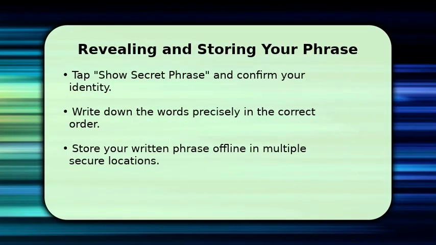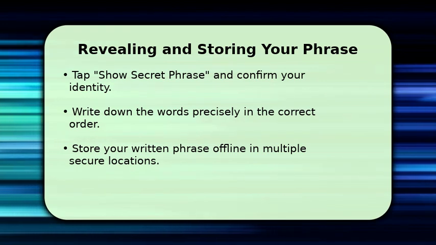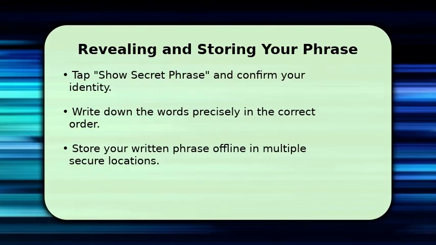On the Wallet Details screen, you'll find an option labeled Show Secret Phrase. Tap this, and you'll likely need to confirm your identity with a password or biometric scan. Once revealed, carefully write down each word of the phrase on paper, ensuring the spelling and order are exact.